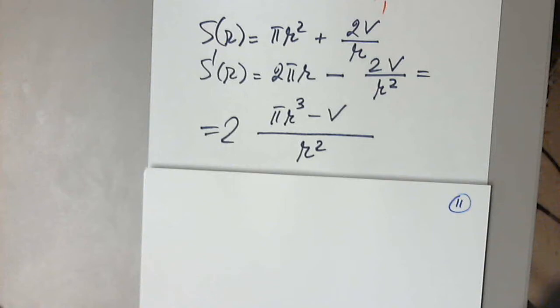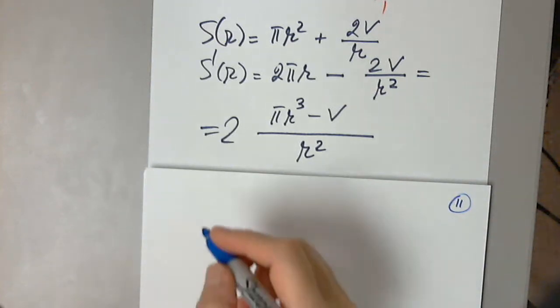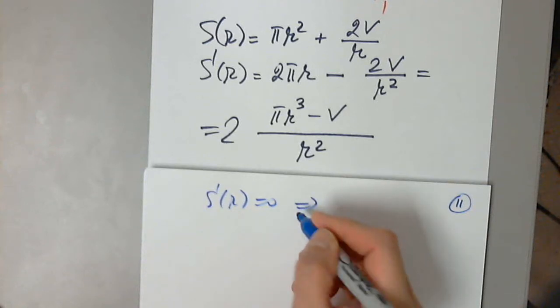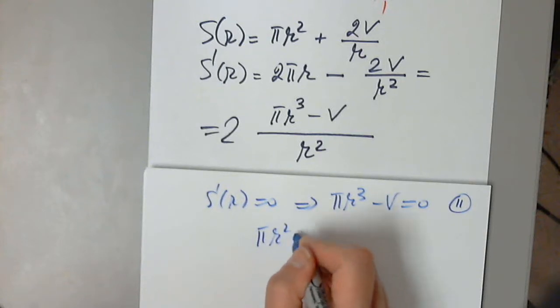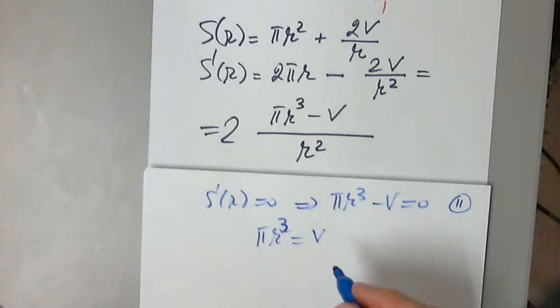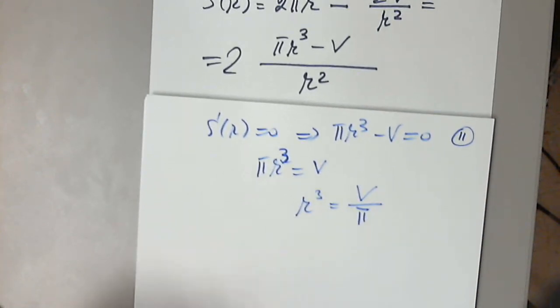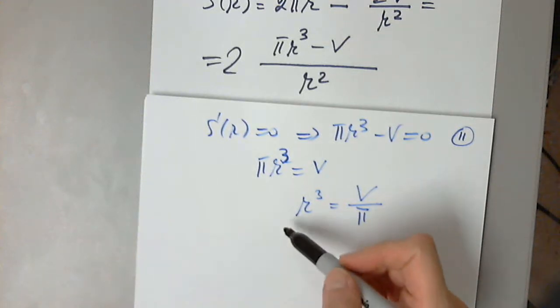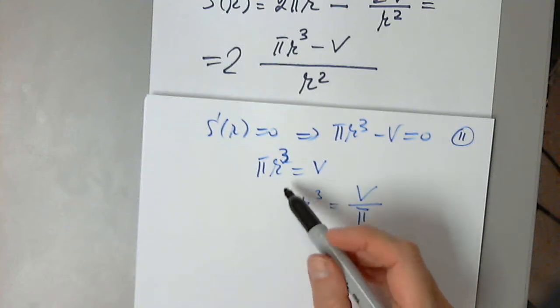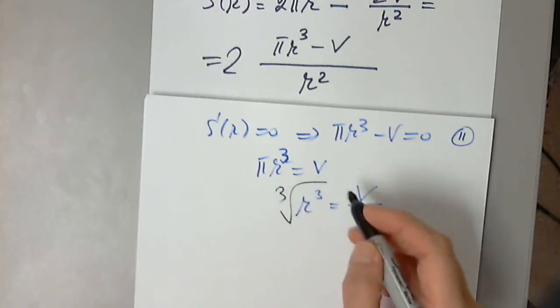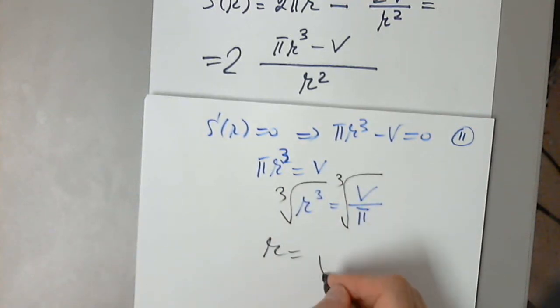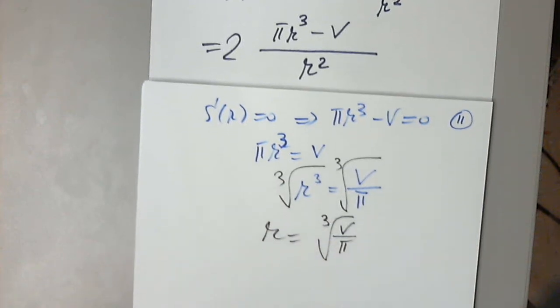Yes, and only the numerator can be 0. So when we set s prime of r equal to 0, we get pi r cubed minus v equals 0, or pi r cubed equals v, or r cubed equals v over pi. What does that mean? How much is r? It's very good indeed. So r equals the cube root of v over pi.